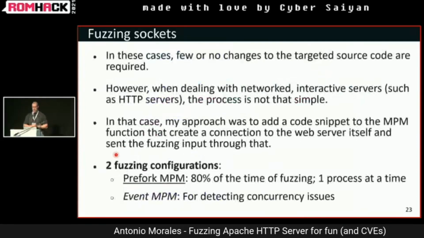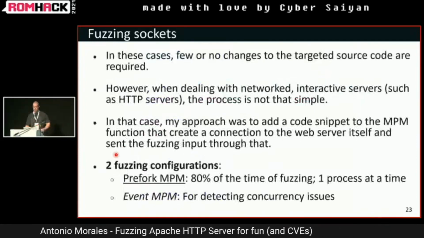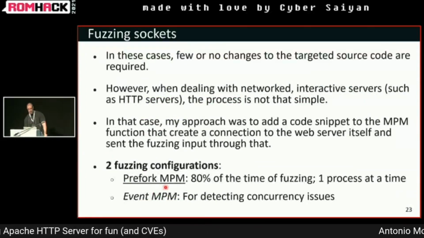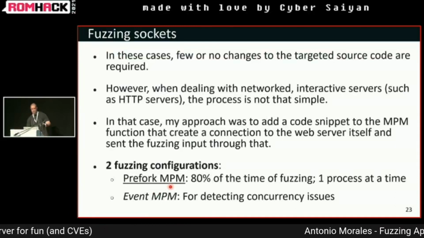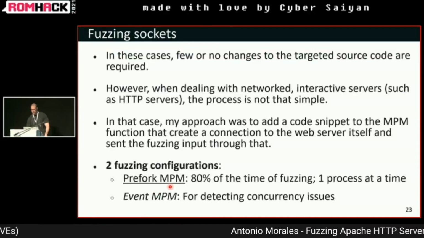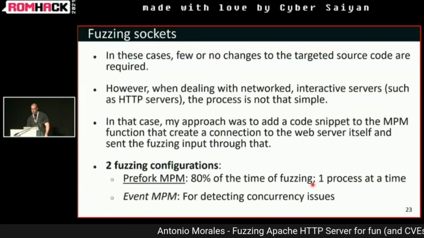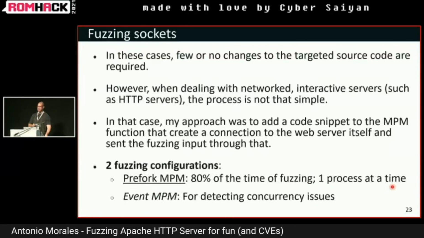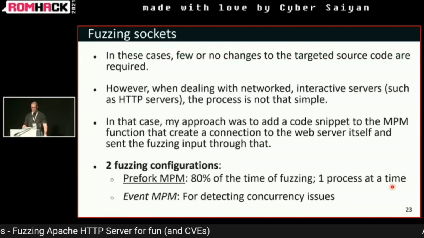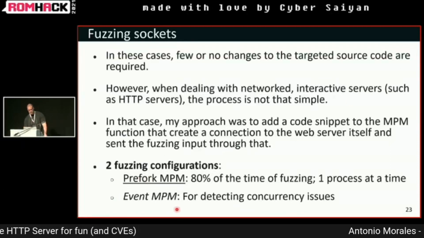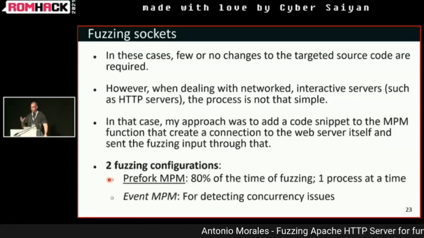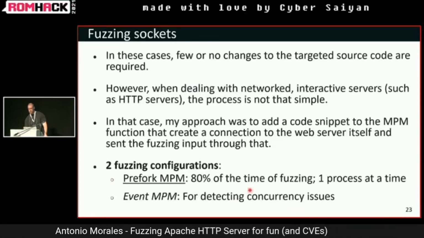And in my case, I use two different fuzzing configurations. Most of the time, mostly 80% of my time, I use the prefork MPM with only one process at a time, with the aim of getting good stability. But I also fuzzed the event MPM in order to catch concurrency bugs, so to catch concurrency issues.